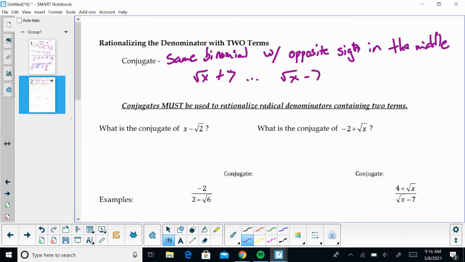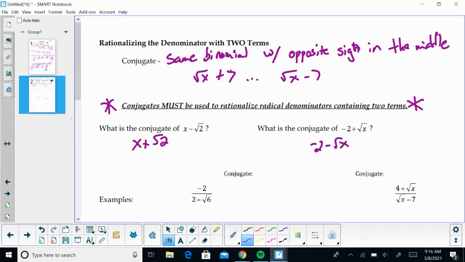We're going to cover why. But first, we need to talk about how conjugates must be used to rationalize radical denominators containing two terms. The only way I can rationalize a denominator with two terms is by multiplying by the conjugate. So here, I want to know what the conjugate of x minus square root of 2 is. That would be x plus root 2. And what's the conjugate of negative 2 plus the square root of x? Negative 2 minus the square root of x.